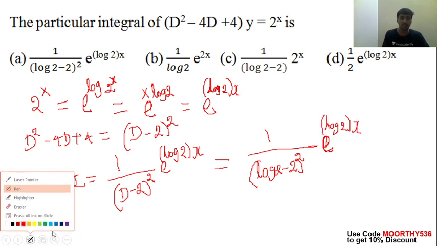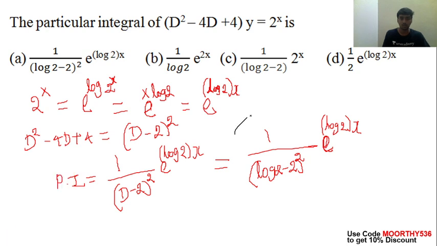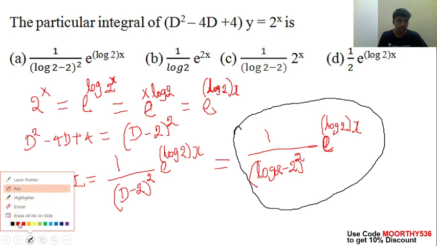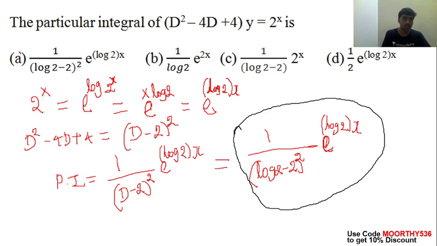So here coming to the options, compare the four options. The correct answer is option A. 1 divided by log 2 minus 2 the whole square into e power log 2 into x is the answer for the given question. Yes, so option A is the correct answer for the given question. Okay, next we are moving to the next question.